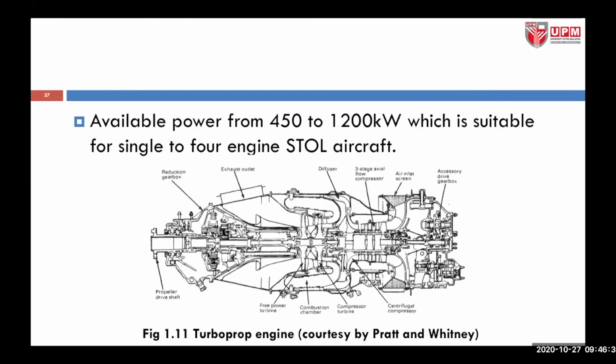The available power for this type of engine ranges from 450 kilowatts to 1,200 kilowatts, which is suitable for single to four engine short takeoff and landing aircraft. Remember the advantages of a centrifugal flow compressor and an axial flow compressor? For this type of engine, they combine both, and that's why it is very suitable for short takeoff and landing vehicles.